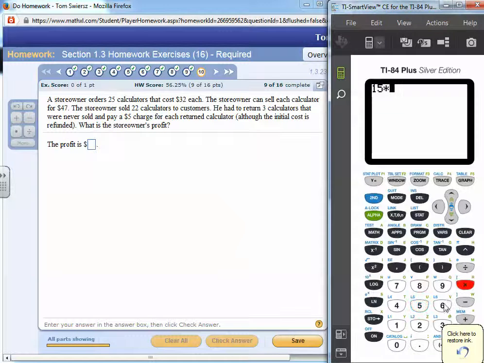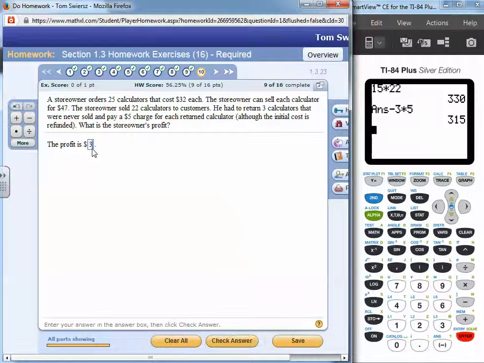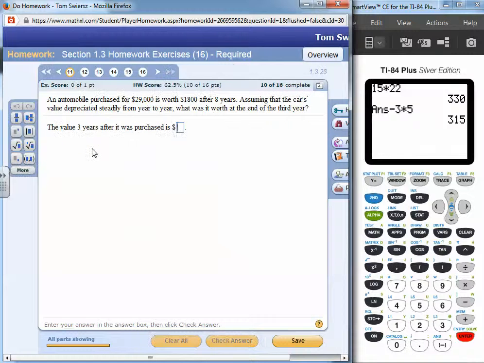So again, he made $15 on 22 calculators, and that gives us $330, but he was charged a return fee of $5 per calculator. He returned 3 of them, so minus 3 times 5, the $15, what we said. So his profit is $315. All right, very good.